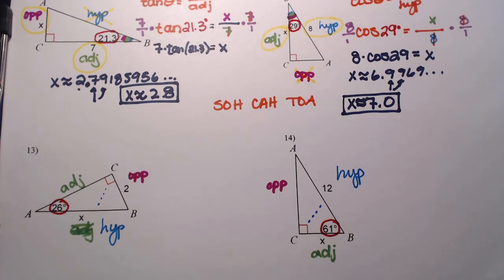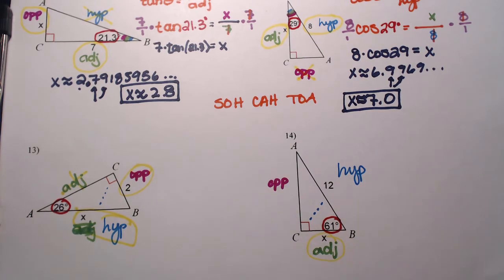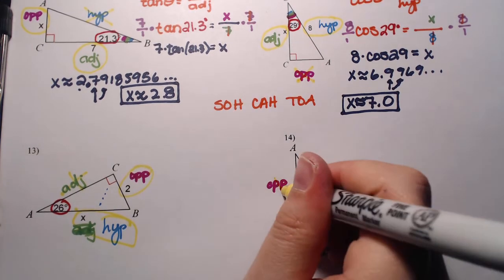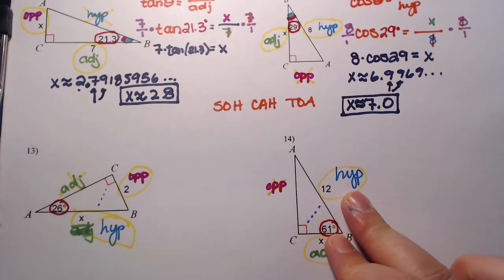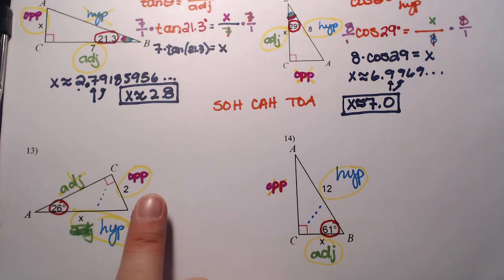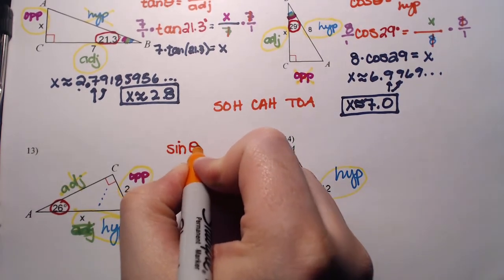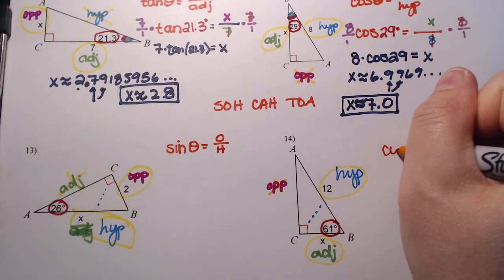Okay, so I'm going to look at the first triangle and say, well, I want the hypotenuse and I have opposite. Over here I want adjacent and I have the hypotenuse. So what I'm going to do is pick the trig ratios that match up with that. So opposite and hypotenuse, and adjacent and hypotenuse. This one, opposite and hypotenuse, is sine. This one is cosine.